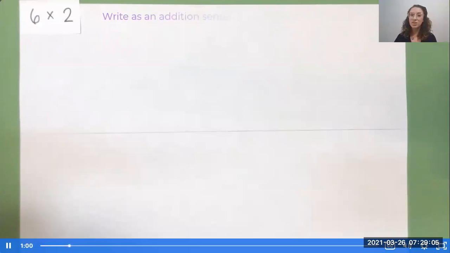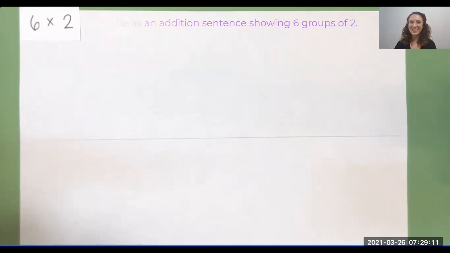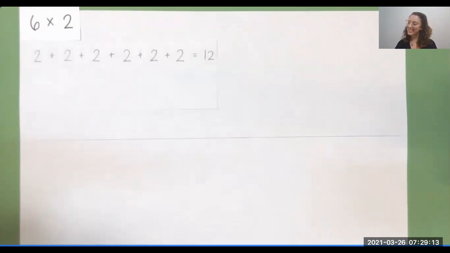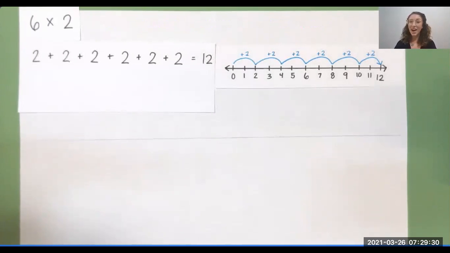Write 6 times 2 as an addition sentence showing 6 groups of 2. Here's mine. Does yours look like mine? Does yours show 6 2's? Now draw a number line that shows 6 2's. Ready? Here's mine. That matches the number sentence.